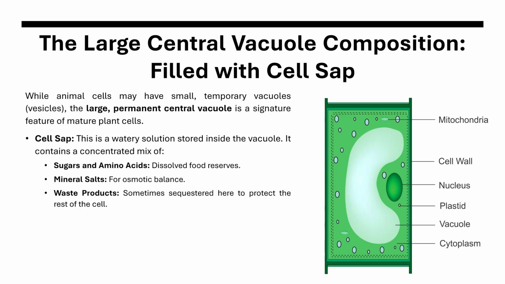This large central vacuole also serves as a security vault. It can sequester or lock away waste products that might be harmful if they were floating around in the cytoplasm. By trapping them inside the vacuole, the rest of the cell stays clean and protected. In some plants, the vacuole even stores toxins or bitter chemicals to stop animals from eating the leaves. That is their survival behavior.